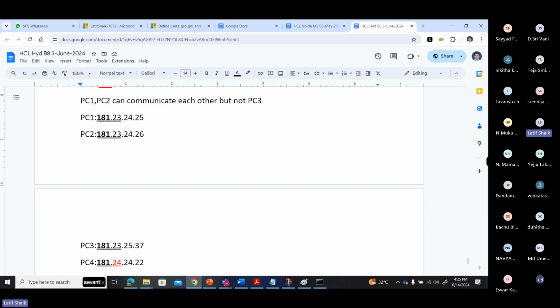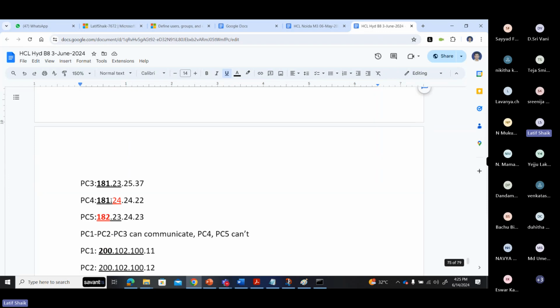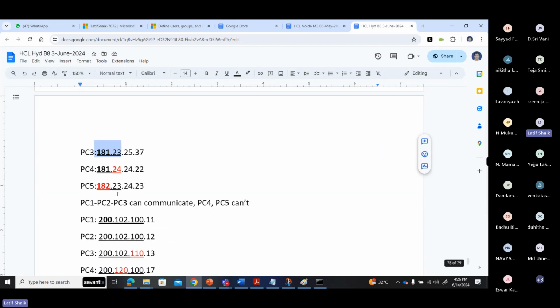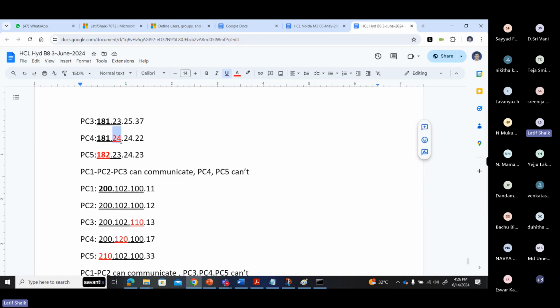Same here, it's a class B network. The first two portions are network portions, so for every device, the first two portions must match. Otherwise, what happens? They can't communicate. See, here the second portion is different.